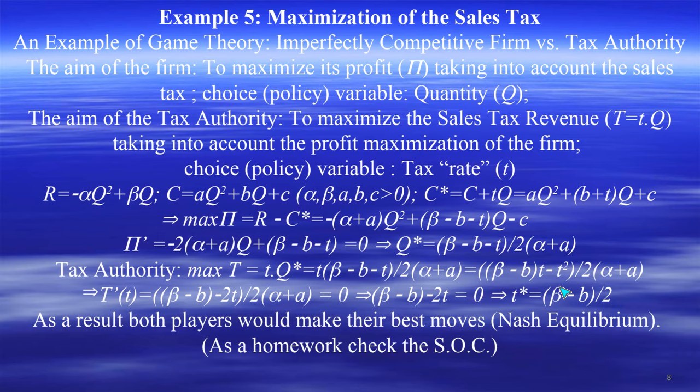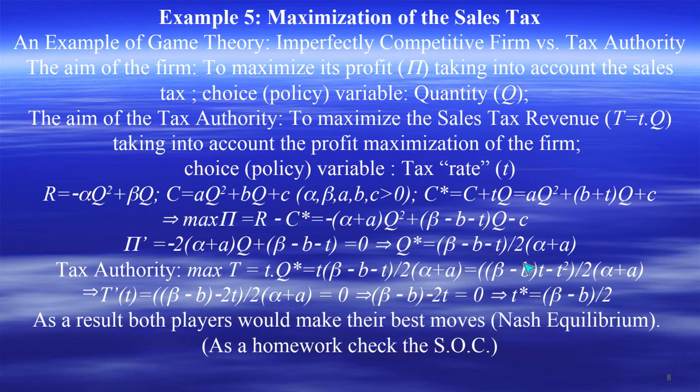But this is important. As a result, both players would make their best moves. This is a Nash equilibrium, where no player has a better move. All players have their best moves. It's an equilibrium. They don't change their moves. This is the Nash equilibrium.